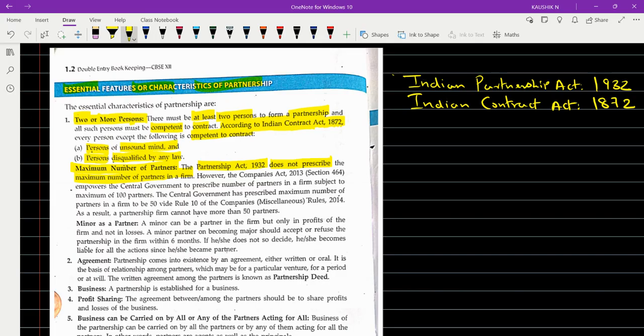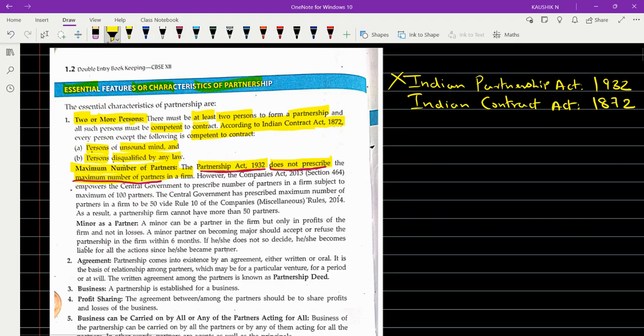The Indian Partnership Act is not restricting you, or insisting on a maximum number of members. Listen carefully, that's what they say very clearly here: the Partnership Act 1932, that means the Indian Partnership Act 1932, does not prescribe, that means it is not enforcing or insisting on any restrictions with respect to the maximum count. The Partnership Act 1932 does not prescribe the maximum number of partners in a firm.